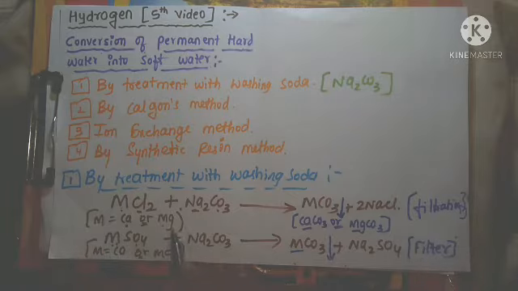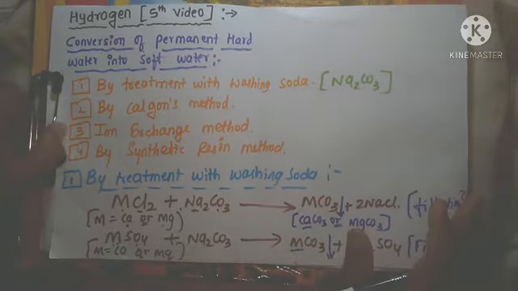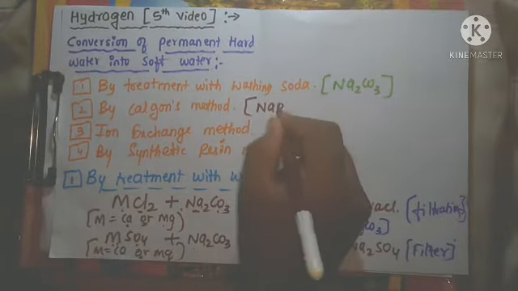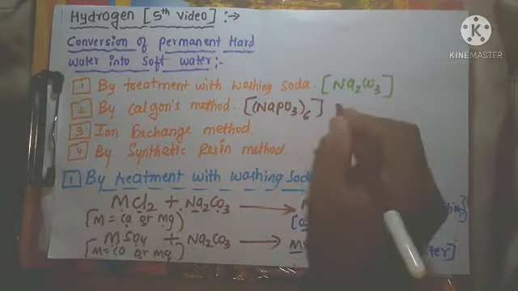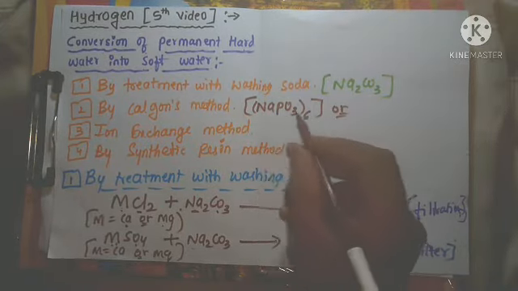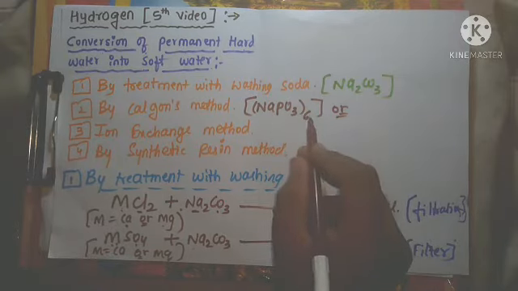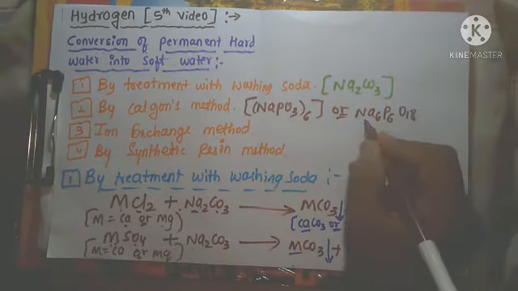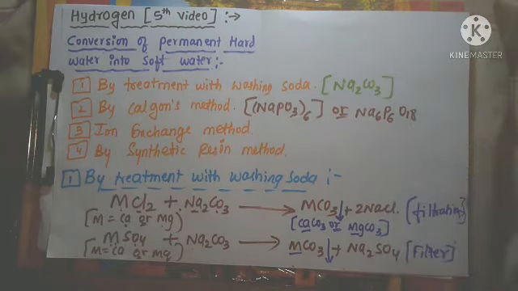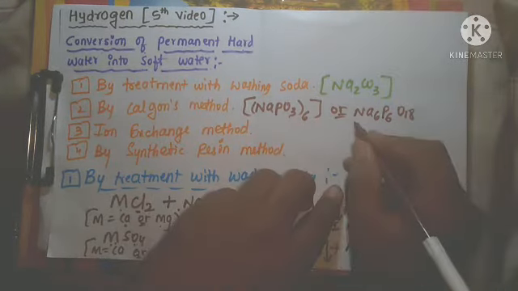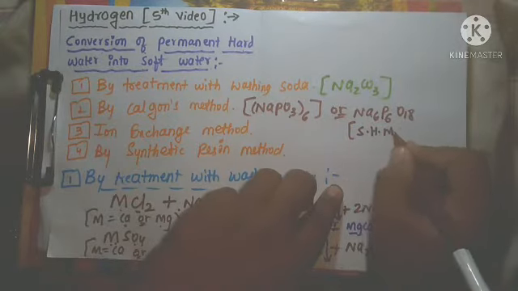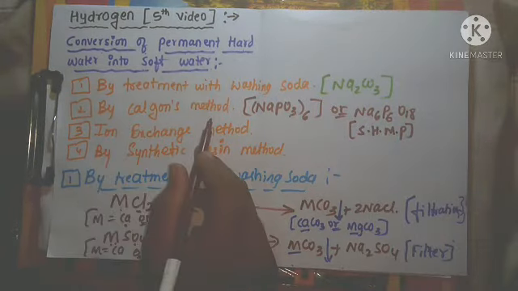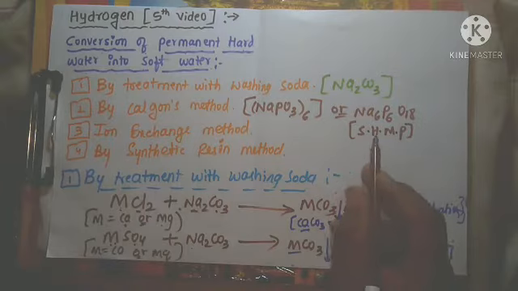This is the first method, that is, by treatment with washing soda. Next, we will go for the second one, Calgon's method. What is Calgon? The formula for Calgon is (NaPO3)6, or Na6P6O18, since 3 into 6 is 18. Its name is sodium hexametaphosphate. Commercially, in the shops, it is called Calgon. The chemical name is sodium hexametaphosphate.